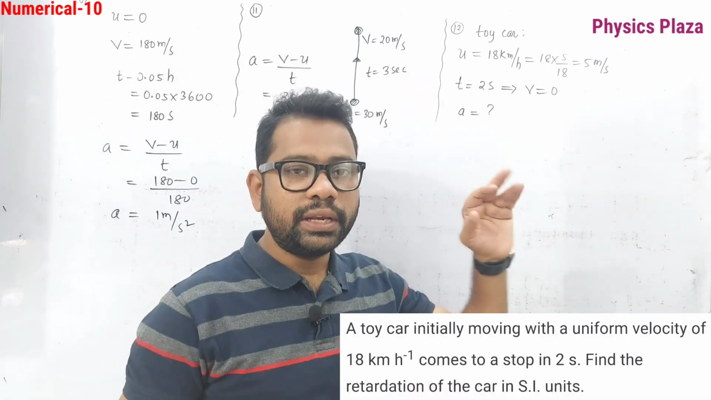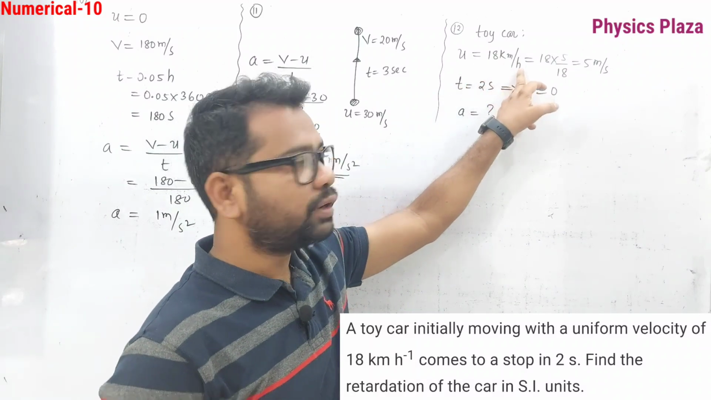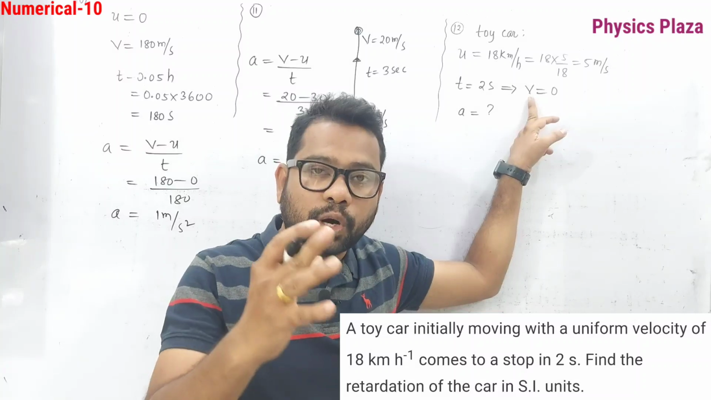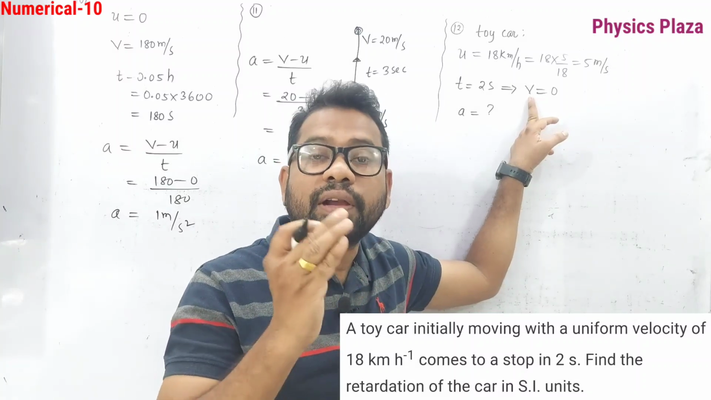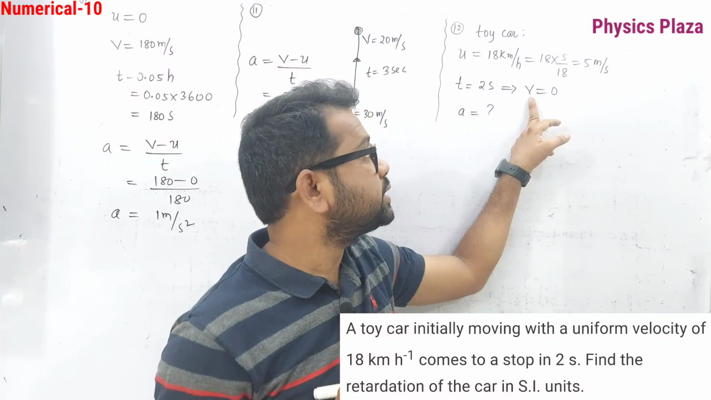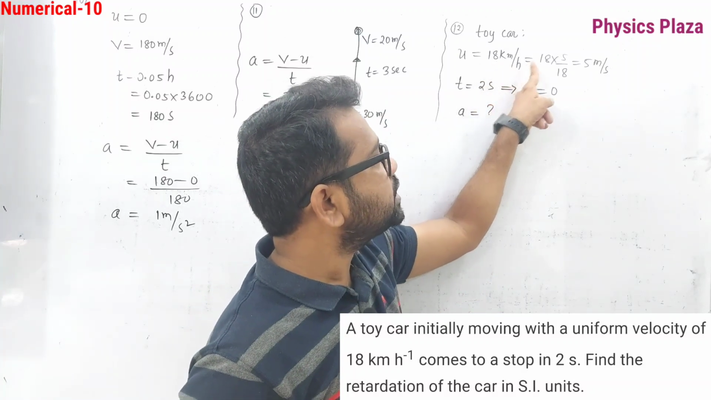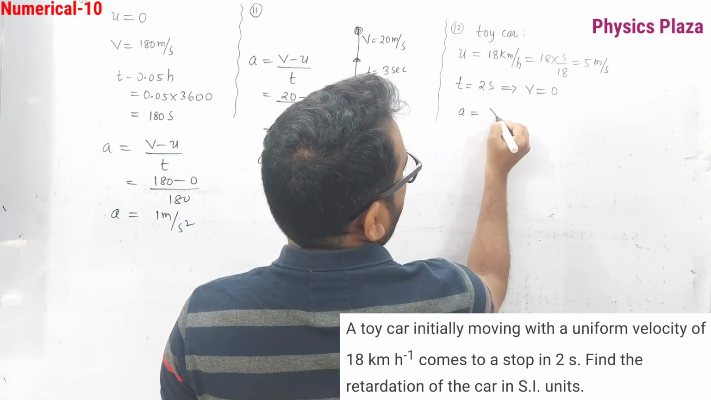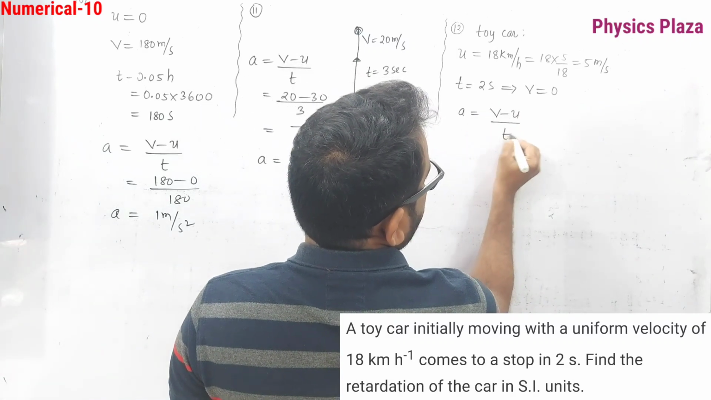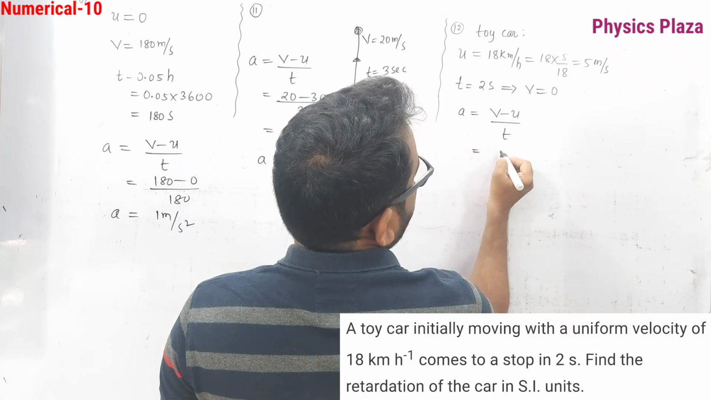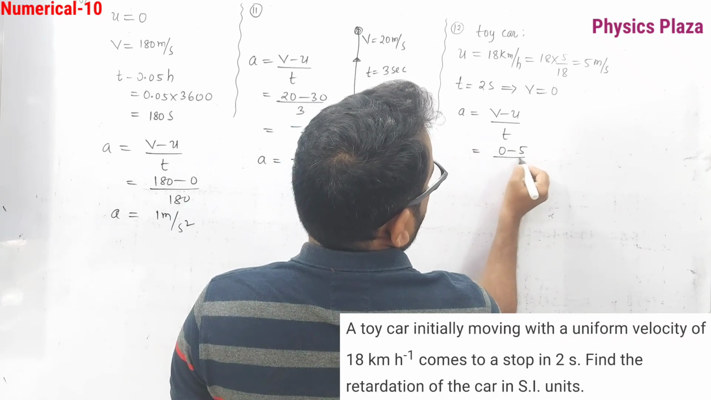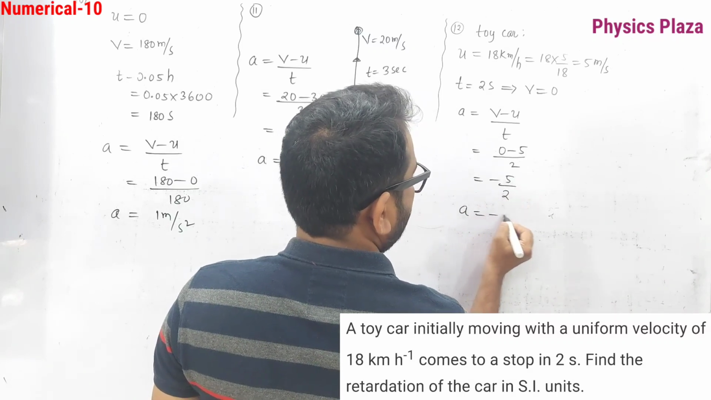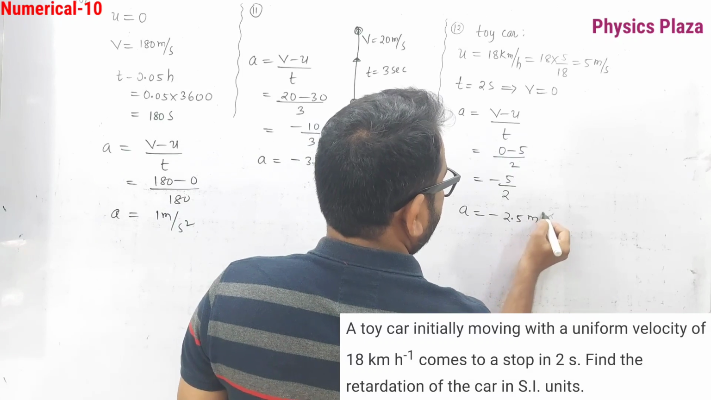In this, a toy car is initially moving with 18 km per hour, and after 2 seconds it is brought to rest. So after 2 seconds it is brought to rest means what? The car is stopped, so its final velocity is 0. An important point is that here it is given in kilometer per hour, so we converted it into meter per second. Now look here. Acceleration is equal to v minus u by t, which is 0 minus 5 by 2. This will be minus 5 by 2. So acceleration is equal to minus 2.5 meter per second square.